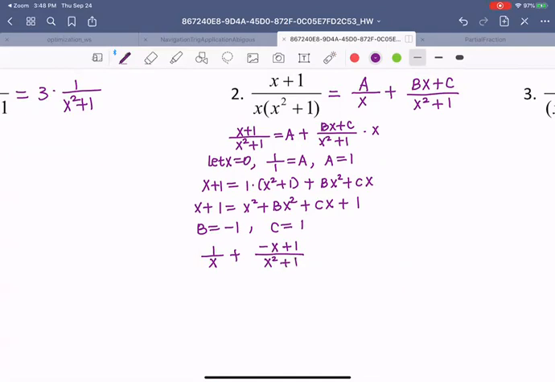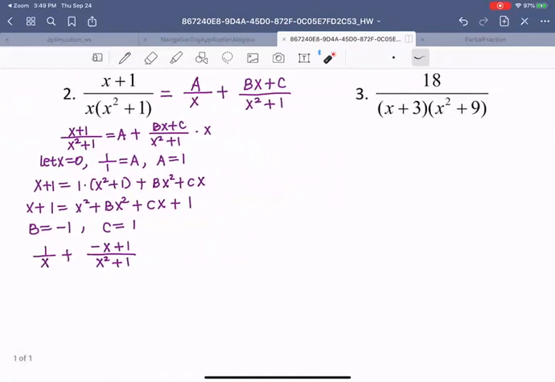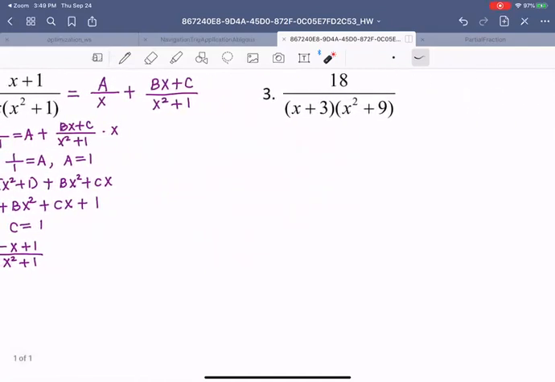That's it. Now this is 2. This guy is already the formula. We don't need to further do anything. Now let's do the number 3.